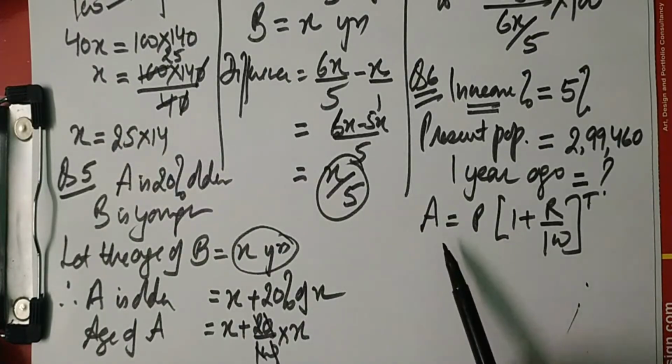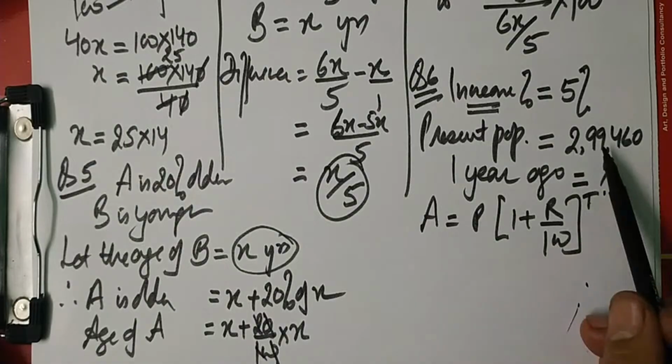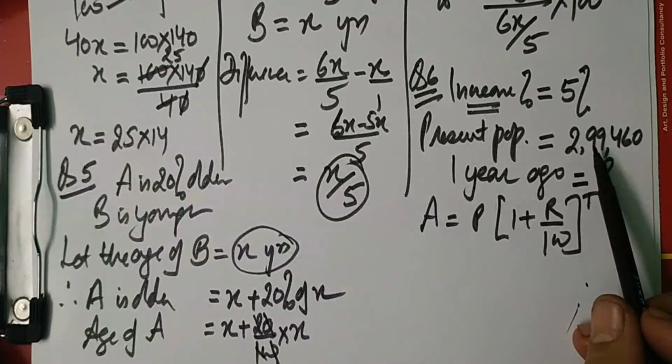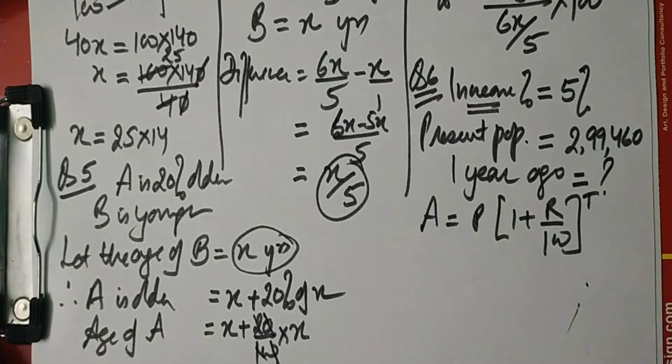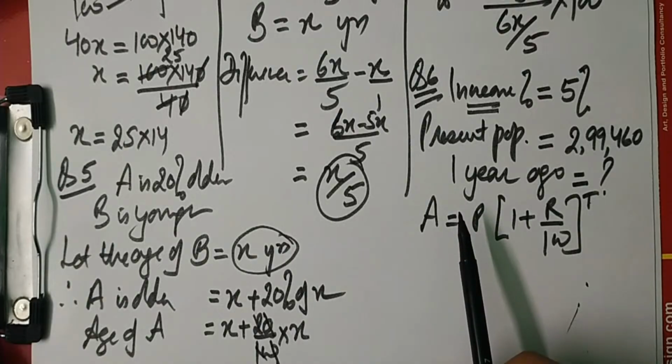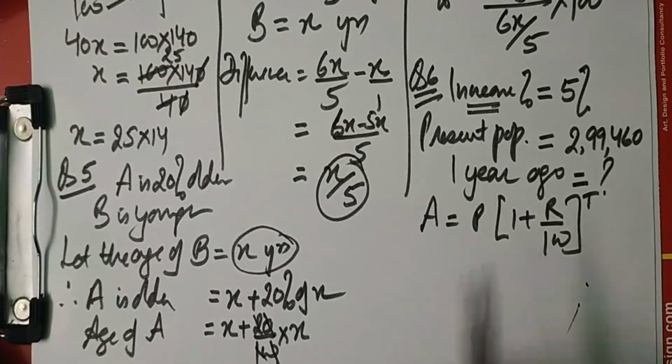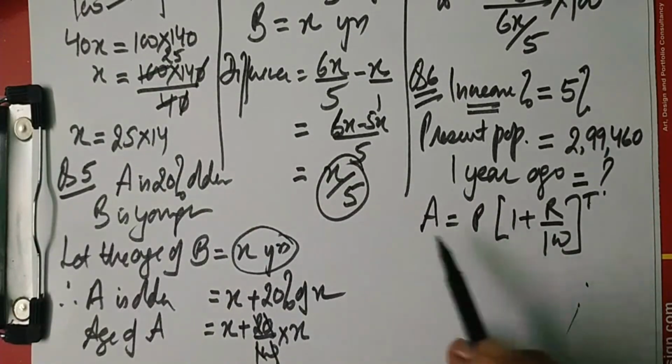Amount formula, yes, we are using the amount formula. But what will this be? Will this be amount or principal, and why? If today the population is this, what was the population 1 year ago, amount or principal? We discussed that the amount comes later, principal comes first. Remember, the principal comes first and the amount comes later.